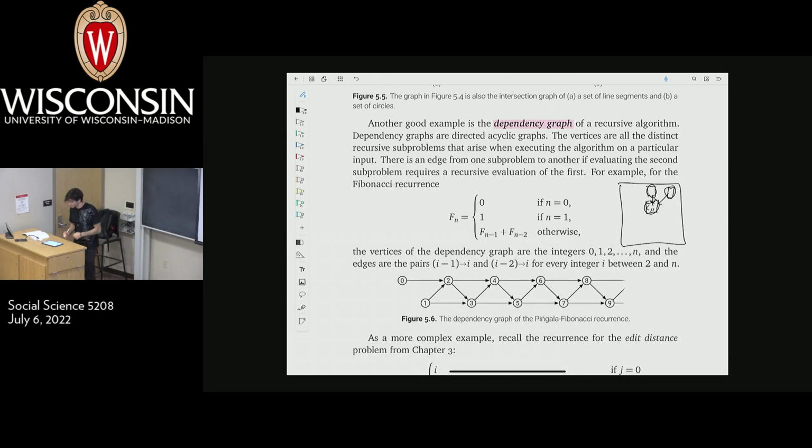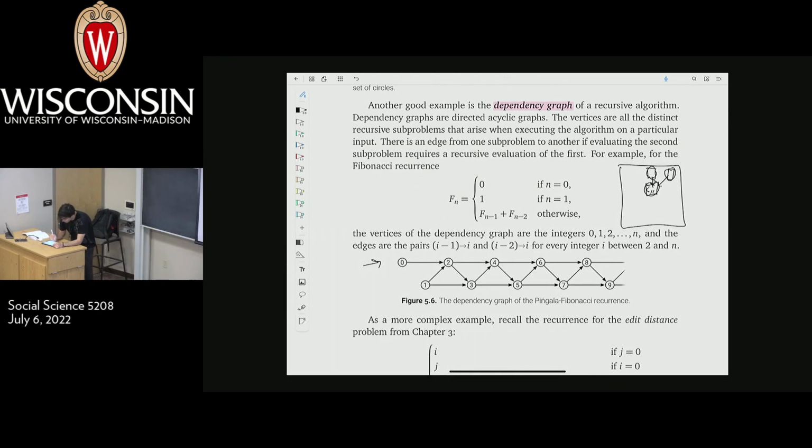So for the Fibonacci sequence, we actually have this dependency graph. So it means that one subproblem has an arrow to another if that subproblem is needed for the other subproblem. So in particular, the subproblem f of 2, to compute f of 2, you need f of 1 and f of 0. And so you have these directed edges from 0 and 1 into 2. And similarly, you can continue this. So if you looked at 6, to compute f of 6, you need f of 5 and f of 4. And so you have arrows coming in from f of 5 and f of 4.